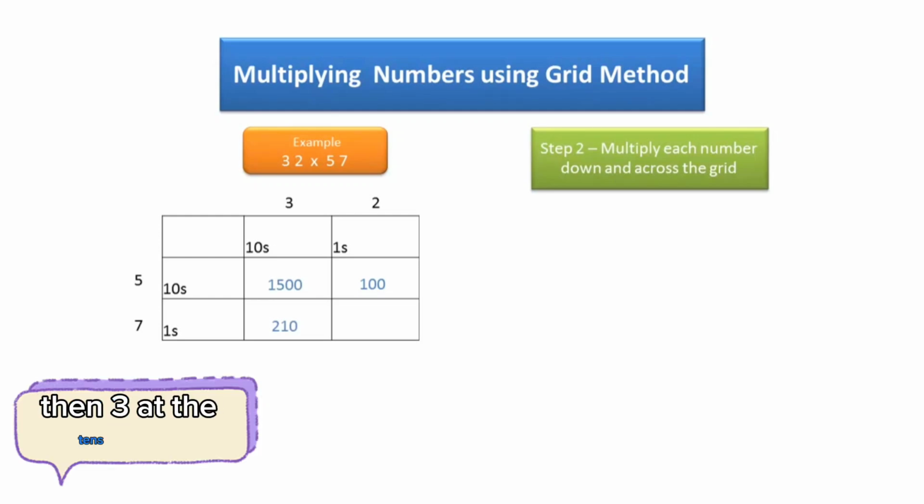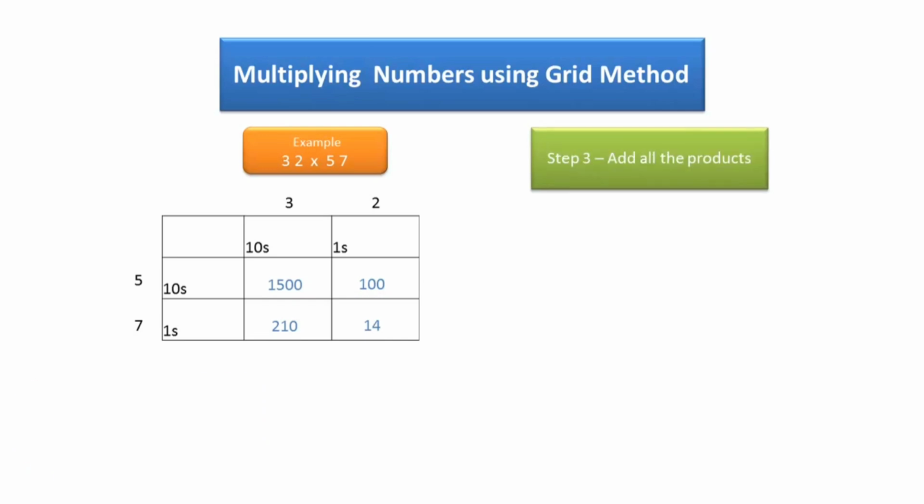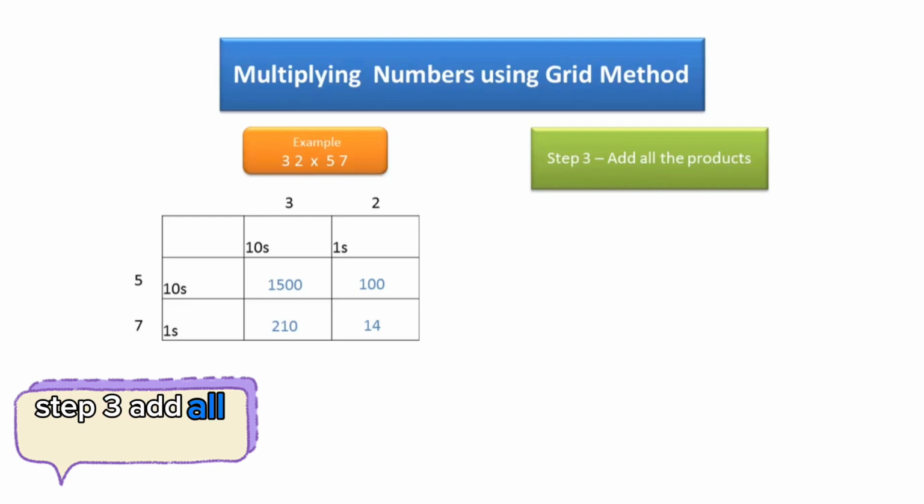Then 3 at the tens place multiplied to 7 at the ones place. So we get 3 times 10, 30, times 7, which is 7 times 1, equals 210. And lastly, 2 at the ones place times 7 at the ones place, we get 14, because that's 2 times 7.